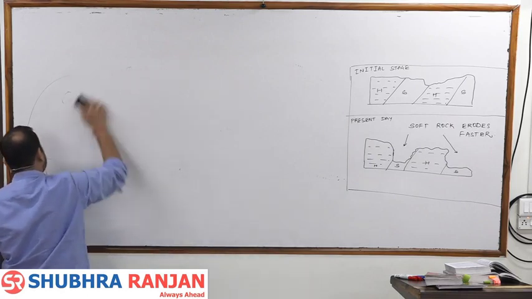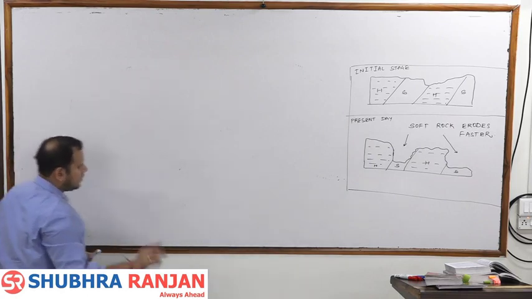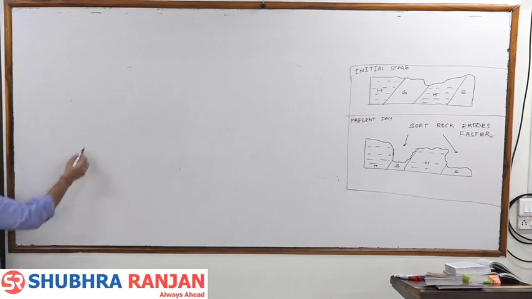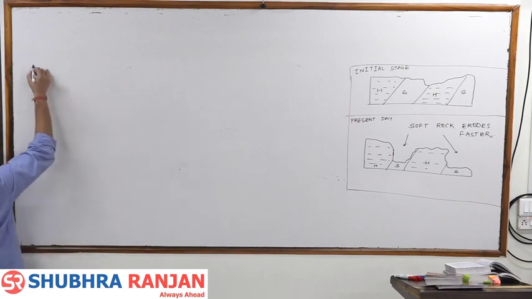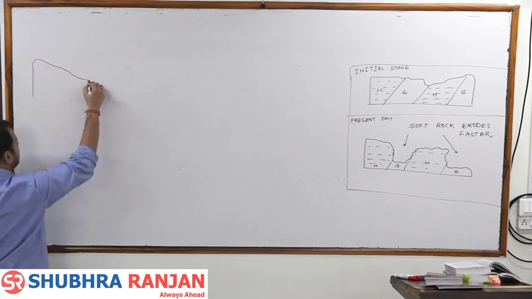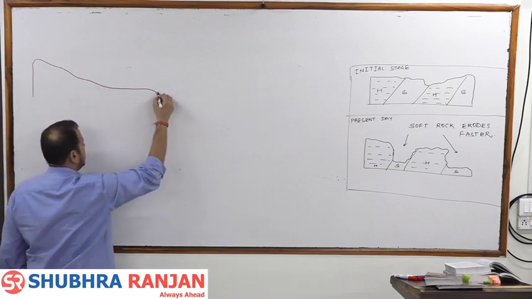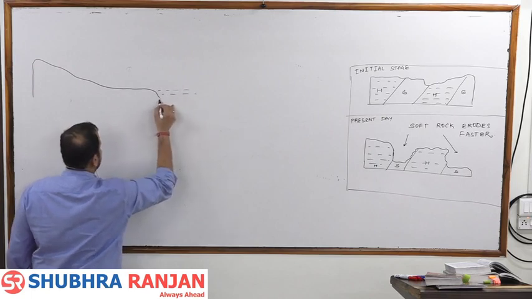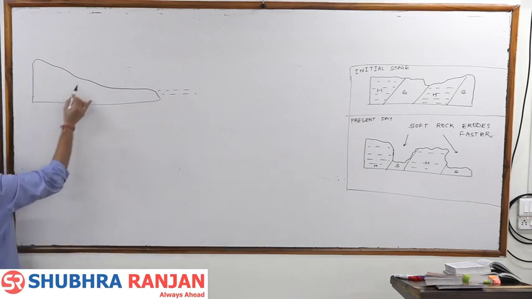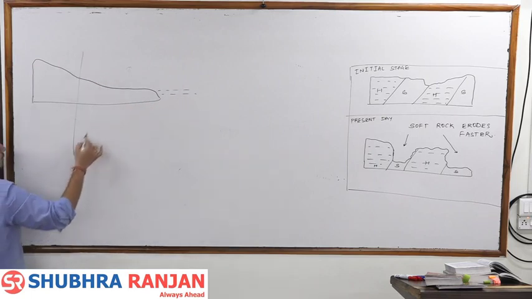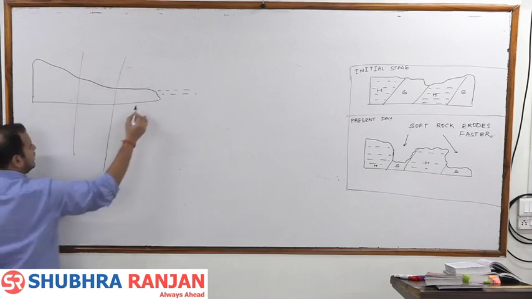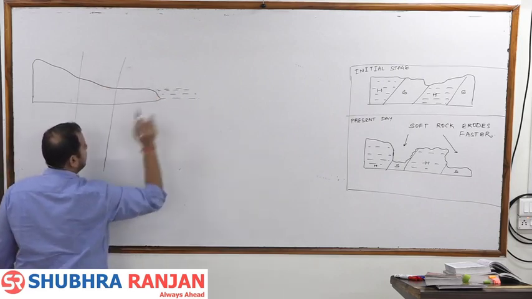Or due to different structure. Look at the different climatic conditions first. If this is a mountain, fine, and this is a profile, after that there is a sea level. This is how the landform will pass from youth, mature and old age. Fine, youthful stage, mature stage, and very near to the sea level, the old age.